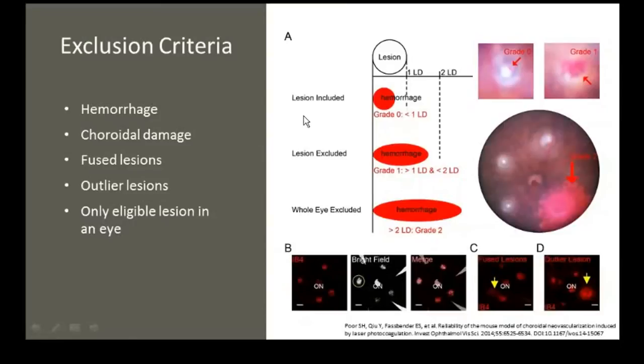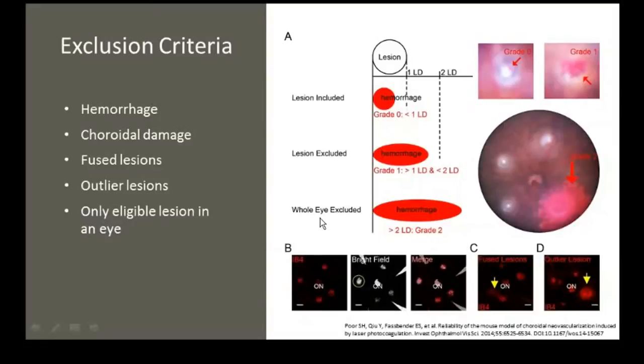If the diameter of bleeding area is less than that of the lesion, it is grade 0, and these lesions can be used for statistical analysis later, because this slight hemorrhage does not significantly affect CNV. Next, if the diameter of bleeding area is more than that of the lesion, but less than twice the lesion diameter, this hemorrhage will be classified as grade 1. These lesions should be excluded from quantification.